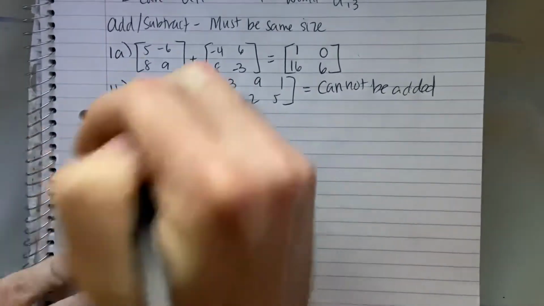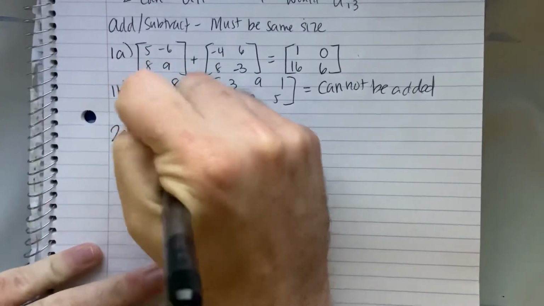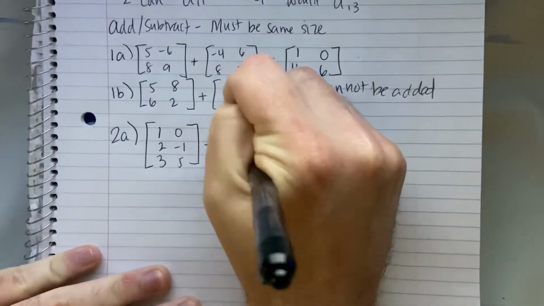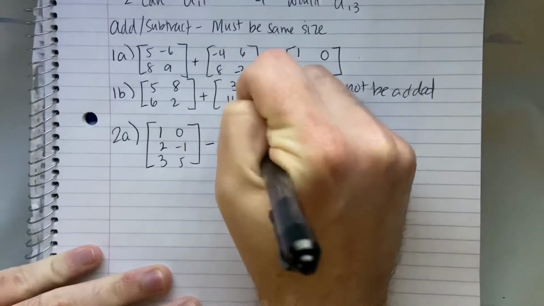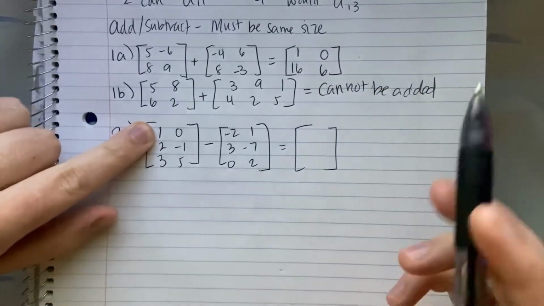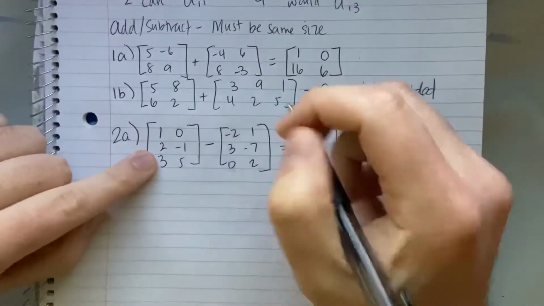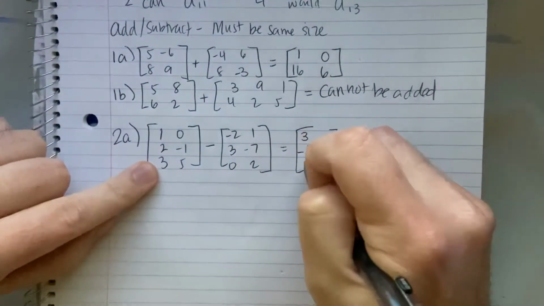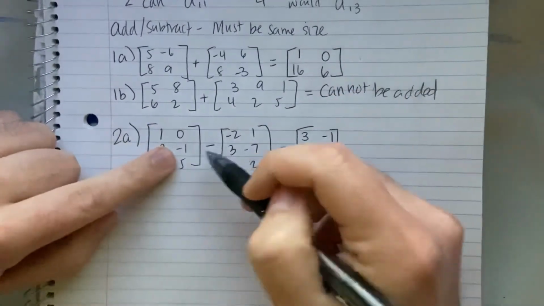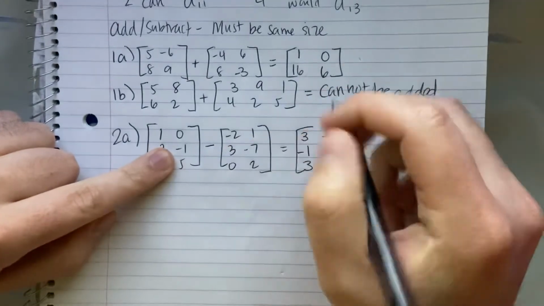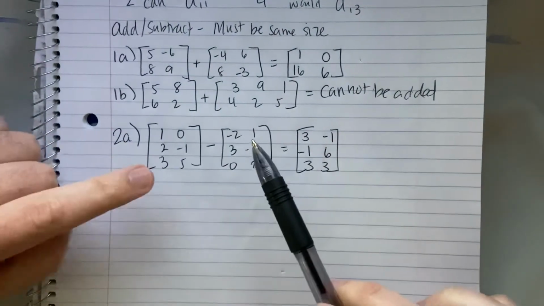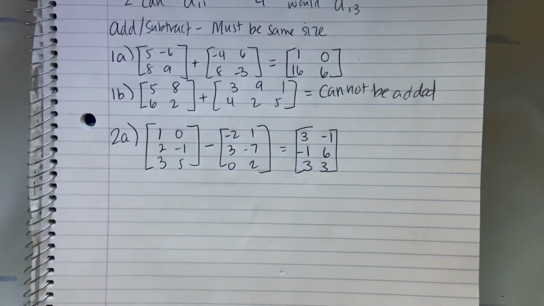So let's go down to 2a. Instead of adding each piecewise component though, you are going to subtract each piecewise component. So 1 minus negative 2 would be 3. 2 minus 3 is negative 1. 3 minus 0 is 3. 0 minus 1, negative 1. Negative 1 minus negative 7, so that's negative 1 plus 7 is 6. 5 minus 2 is 3. Again, you're just adding or subtracting the ones in the same position in each of the matrices.